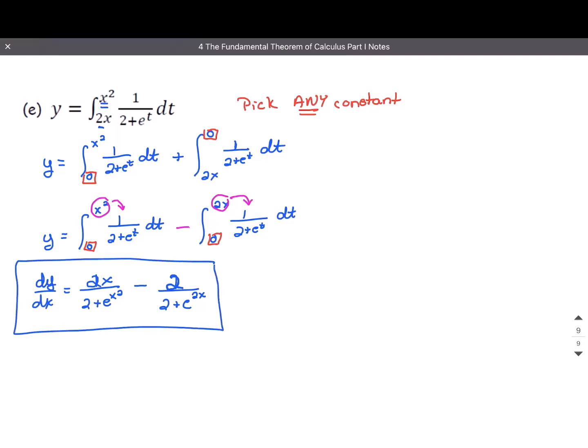And there you go, guys, the Fundamental Theorem of Calculus, Part 1. The derivative of an integral evaluated from a constant to a function of x is just that inside function evaluated at the upper limit times the derivative of the upper limit.